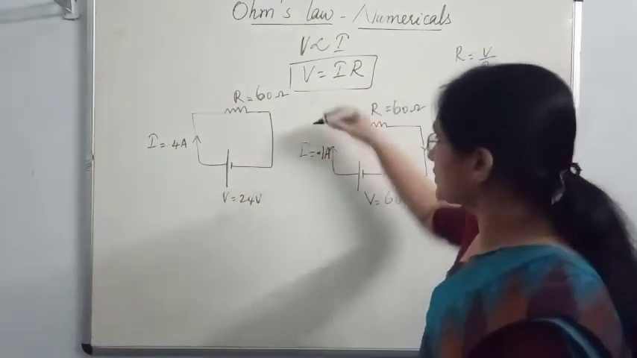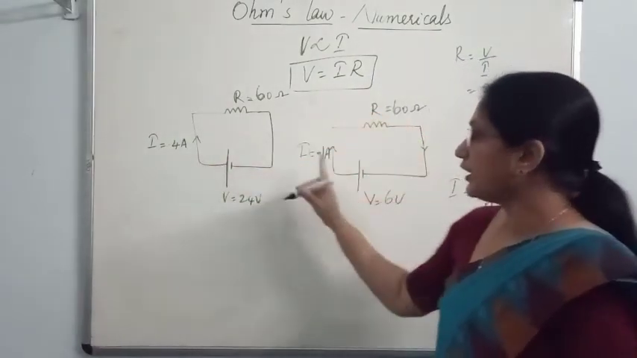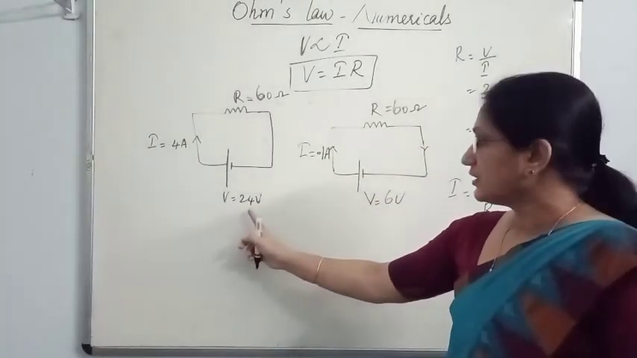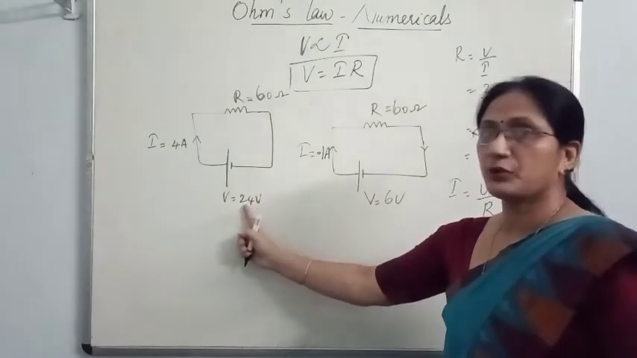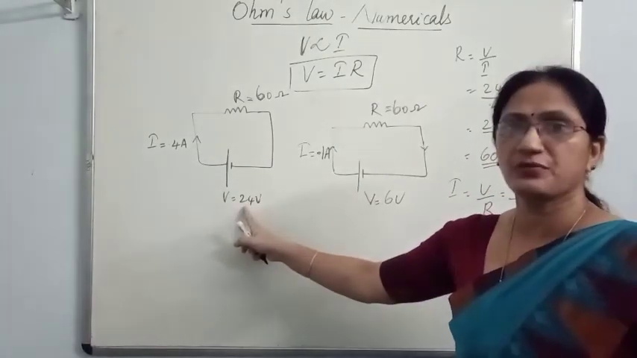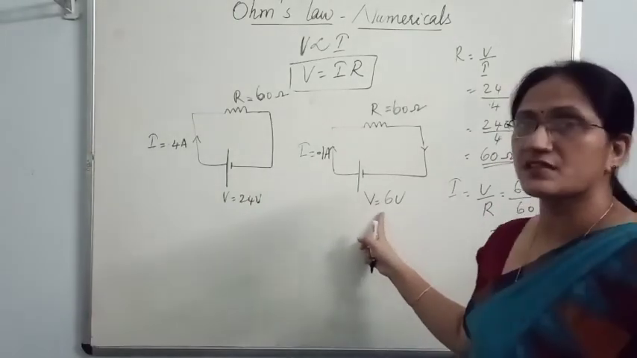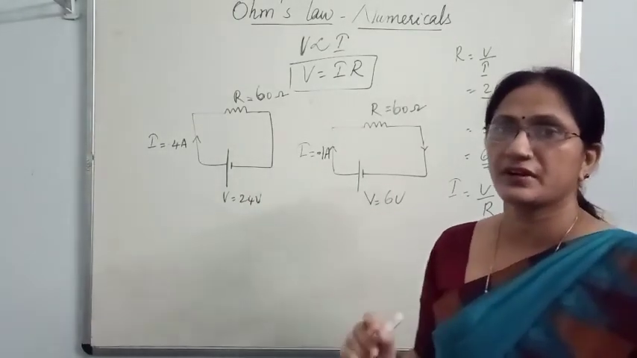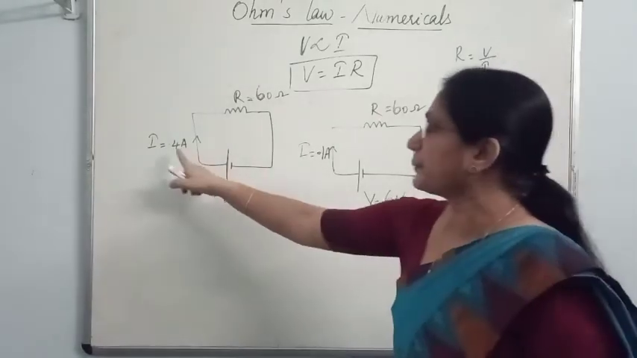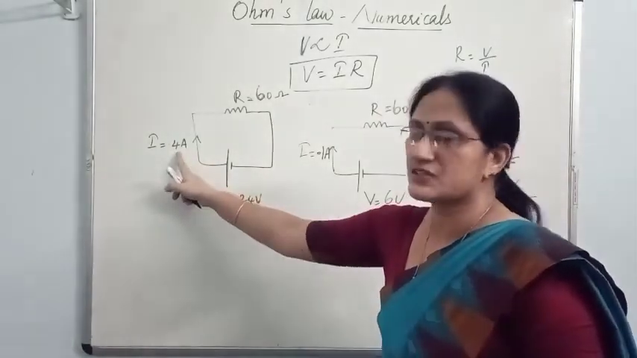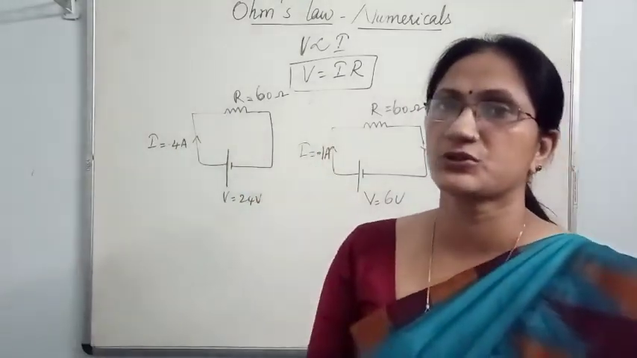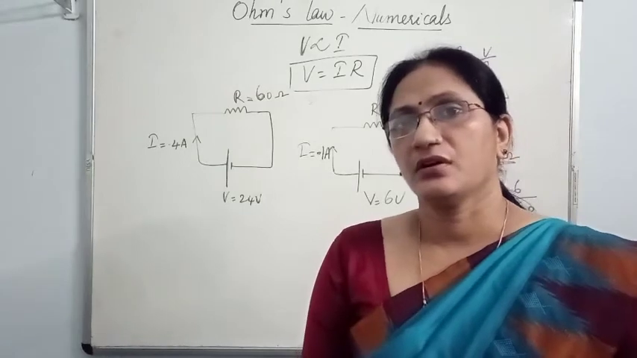So see, the change came in the current value along with the voltage. Compare it. In the second case, the potential difference becomes 1/4. Earlier it was 24 volt. Now it became 6 volt, meaning the potential difference decreases to 1/4. Then what happened to current? Current value changes from 0.4 ampere to 0.1 ampere. It also reduces to 1/4.